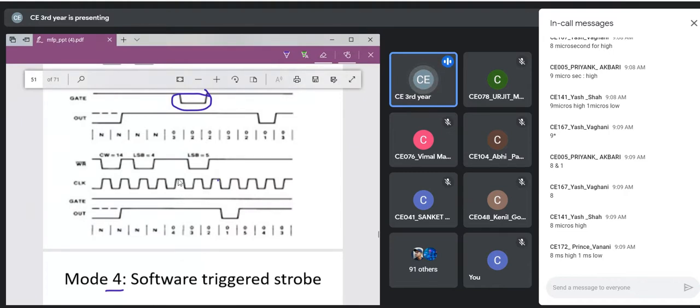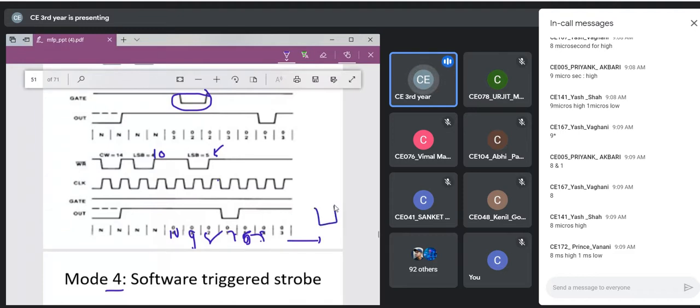Suppose you are changing the LSB, it will complete the current count first. Suppose you have, say, 10 here. So it is 10, then 9, then 8, and 7, and somewhere here the count changed. What will happen? Ideally, we expect it to start writing 5 here, but it will not happen. It will first complete 6, 5, 4, 3, 2, 1.